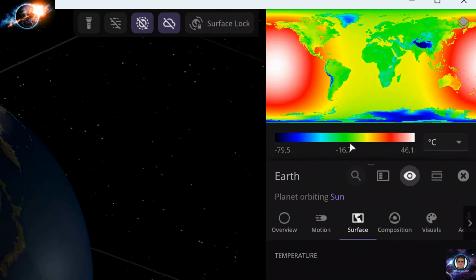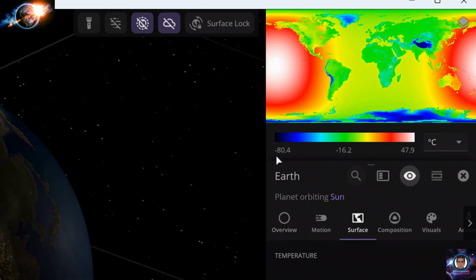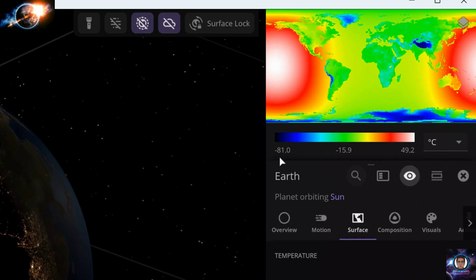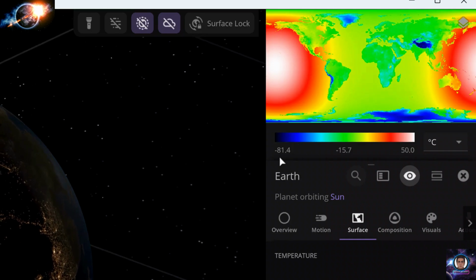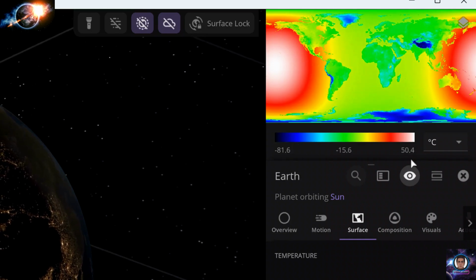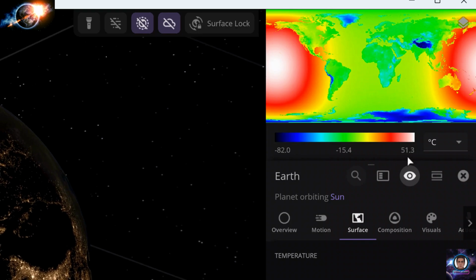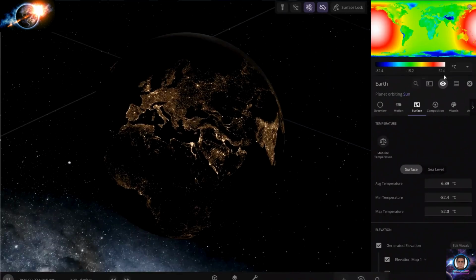The temperature is going down in one part, and in the two other parts the temperature is going up. So we have a wide variation of temperature on Earth now. The minimum temperature on Earth right now is minus 81, which is still decreasing, and the highest temperature on Earth is more than 50, which is still increasing. So the tolerance and the variation is wide.